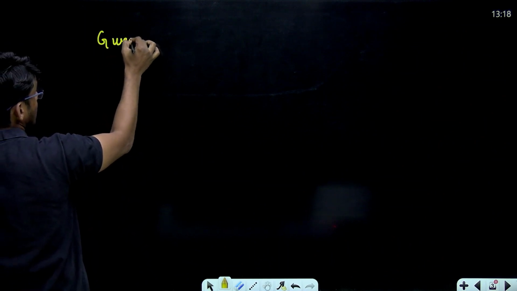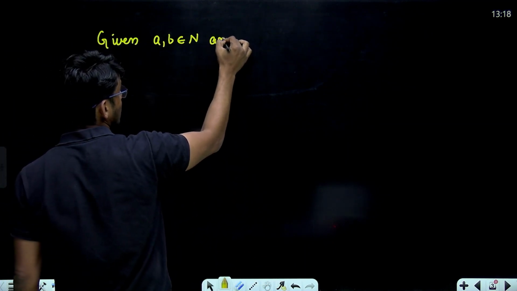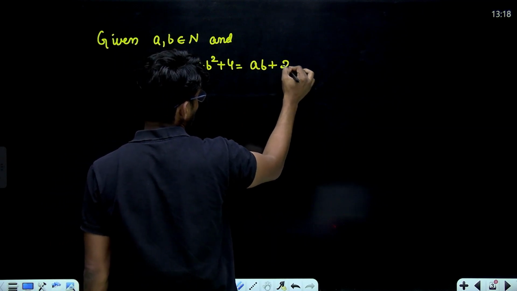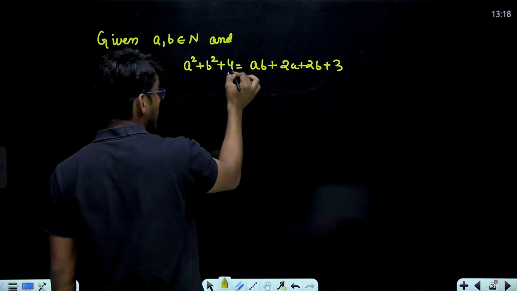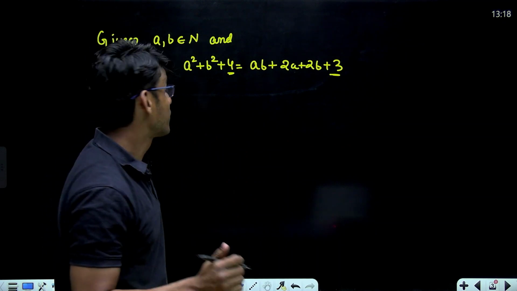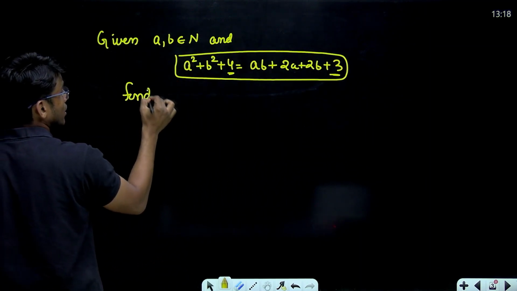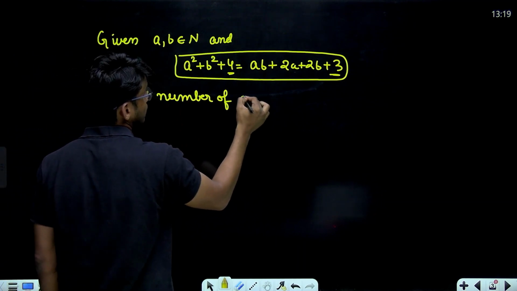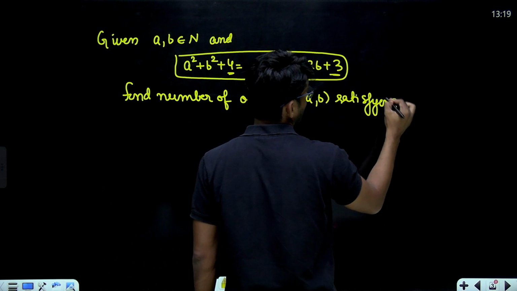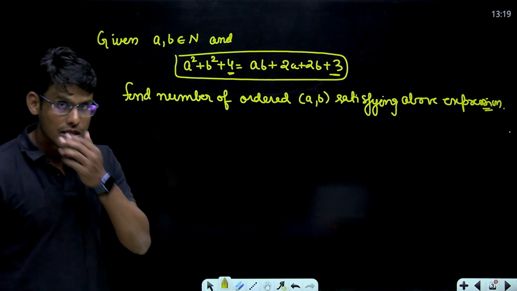Given A, B belong to natural numbers, and A square plus B square plus 4 is equal to AB plus 2A plus 2B plus 3. See, I have written 4 here and I have written 3 here. I could have just simply written it as 1, but I did not do it. It is done just to make it simple for you, right? Find the number of ordered pairs A comma B satisfying the above expression, right? This is the problem which needs to be solved.